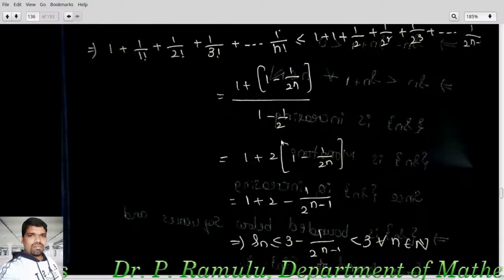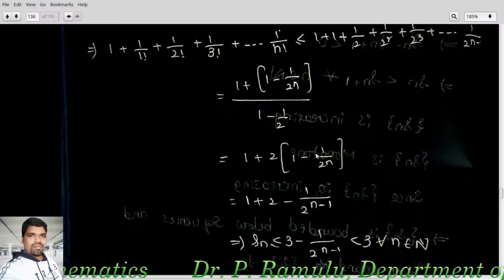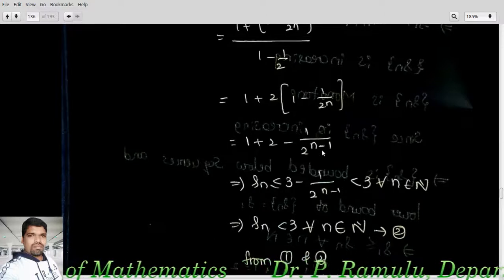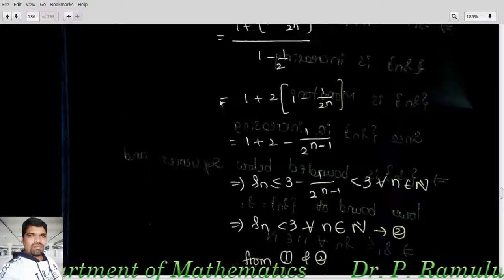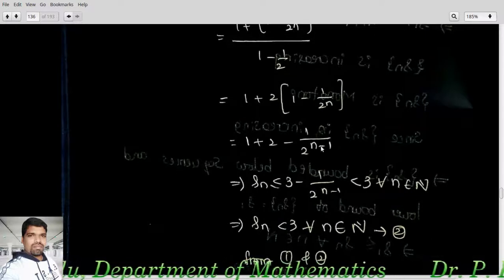So 1 plus, here 1 minus 1 by 2, that equals 2 going to the upside: 2 into 1 minus 1 by 2 power of n. If I multiply here, 1 plus 2 minus 1 by 2 power n minus 1. So this is nothing but 3 minus 1 by 2, which implies Sn is equal to 3 minus 1 by 2 power n minus 1, which is less than or equal to 3.